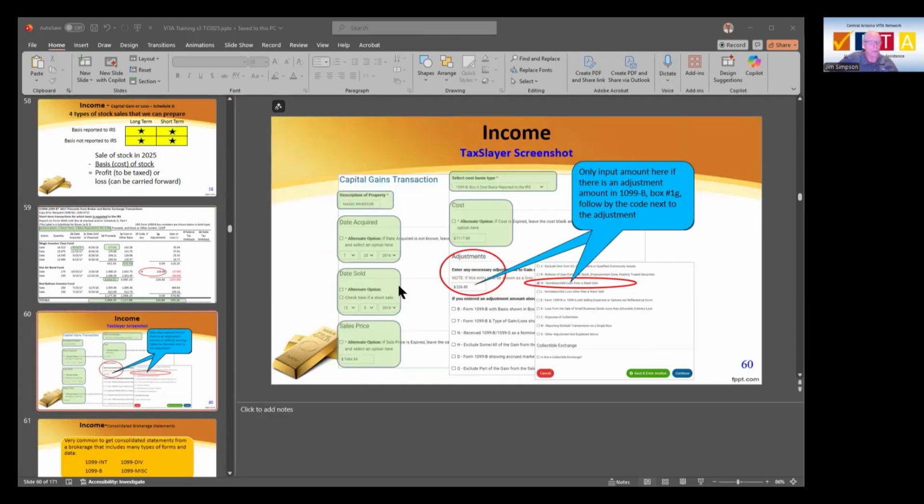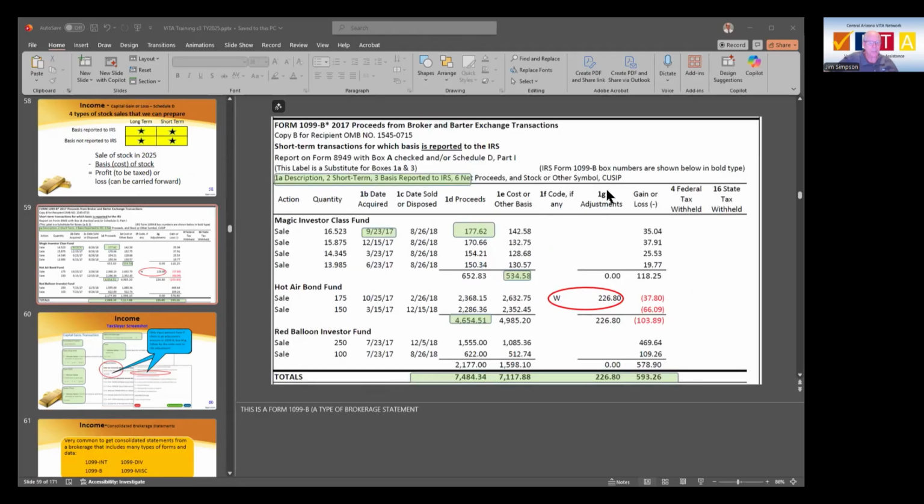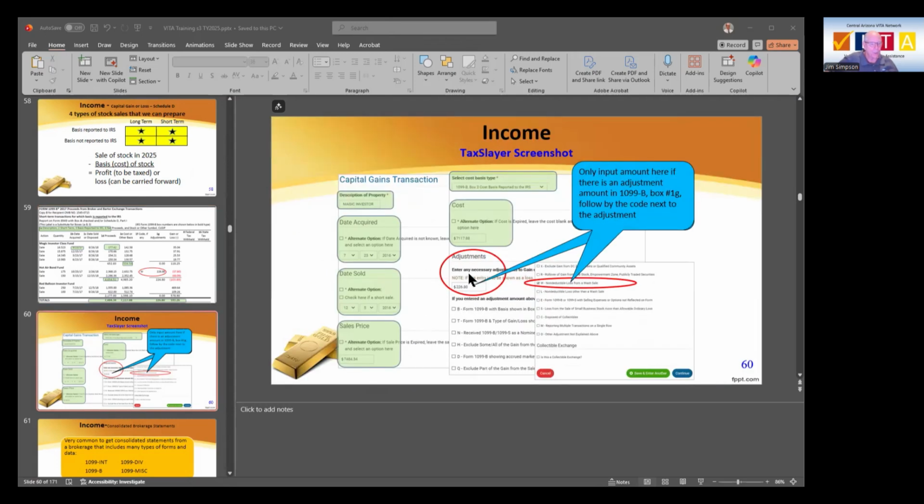This is showing you where there are adjustments, if any are necessary. So I'll go back up here. See box 1G, it says here there was an adjustment of 226.80. And then there's a code, W. So down here in TaxSlayer, we can put in that adjustment and then we check that it's a W.